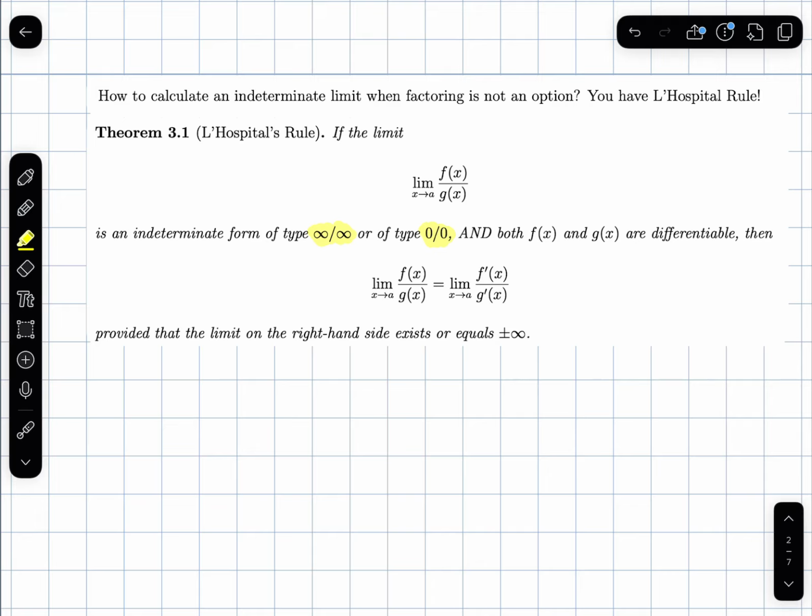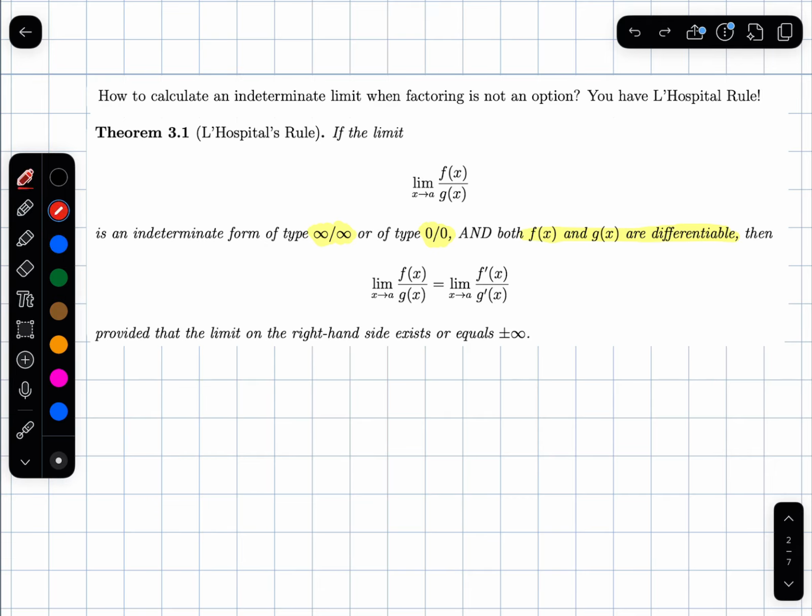and both f and g are differentiable, which just means that you're able to take their derivatives at the points, at a like this, or around a, then you can, to calculate your limit, just take both derivatives separately, okay? Just take them separately. That's not a quotient rule. Very, very important.